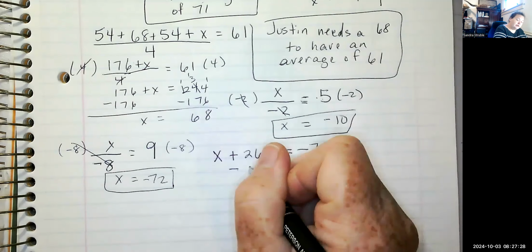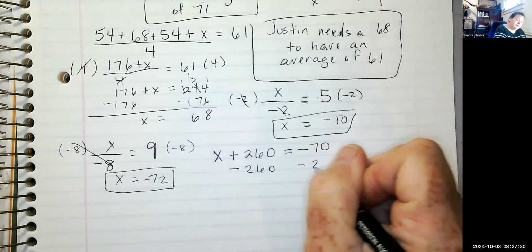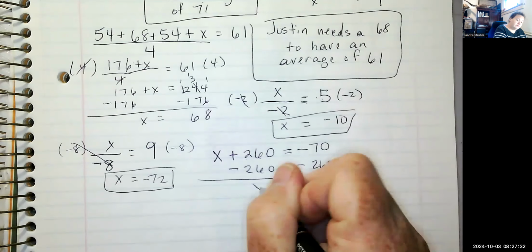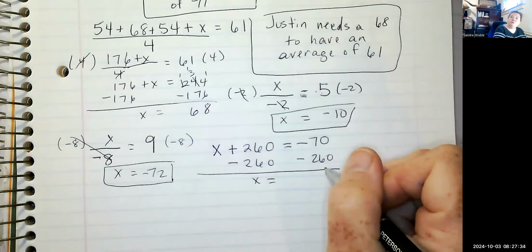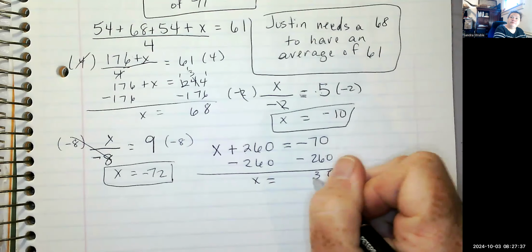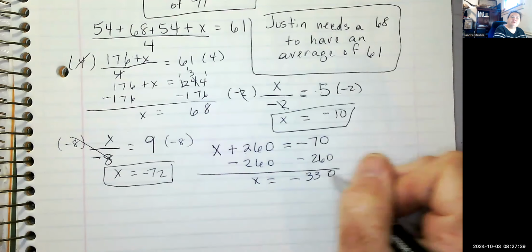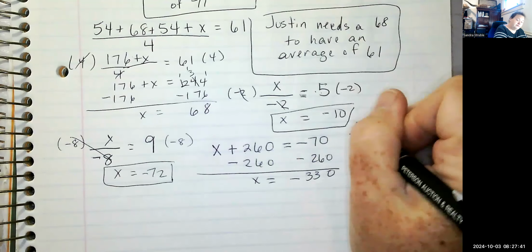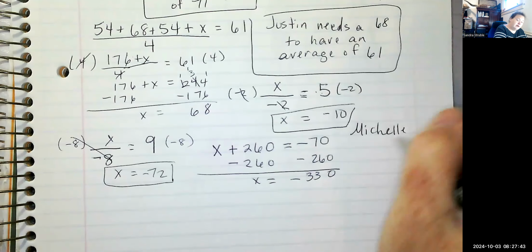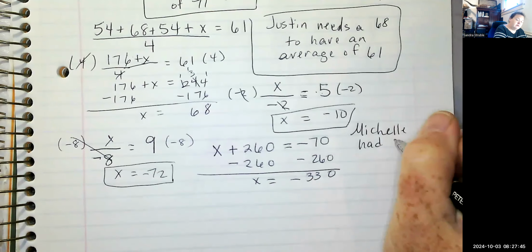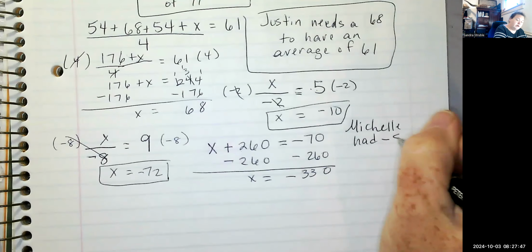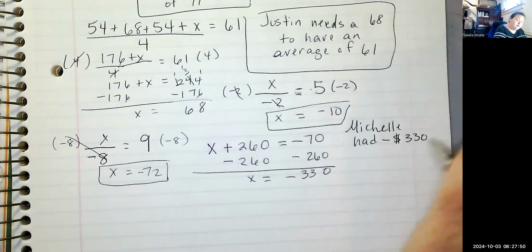So I'm just going to subtract 260 from both sides. The signs are the same, so we add them up and keep the sign. So Michelle had a negative $330 balance.